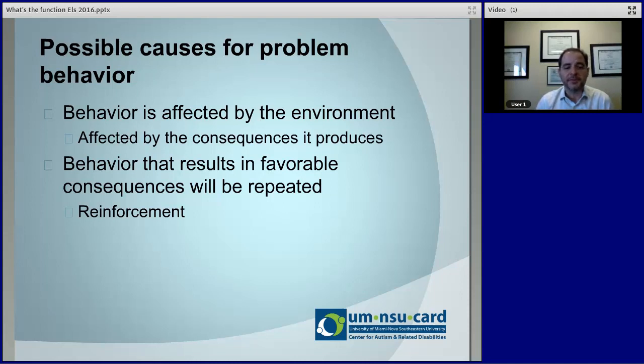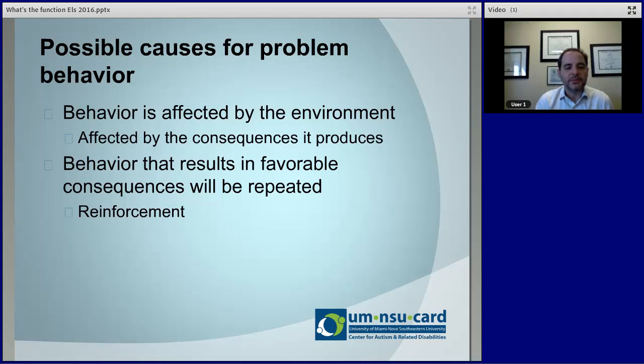Behavior that results in favorable consequences will be repeated. And like I said before, that to me is a very promising, very encouraging way to look at it. And in fact, the research literature suggests that this is the case. And so it's a field that I enjoy working in because I feel like it gives me an opportunity to really do something, get my hands on the causes of problem behavior and make the change.